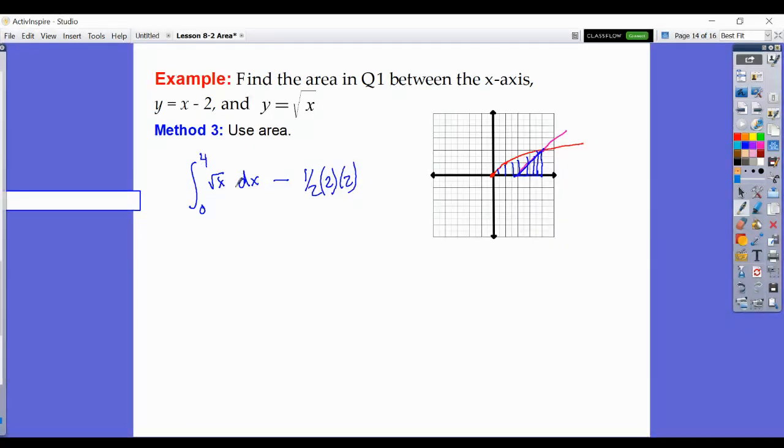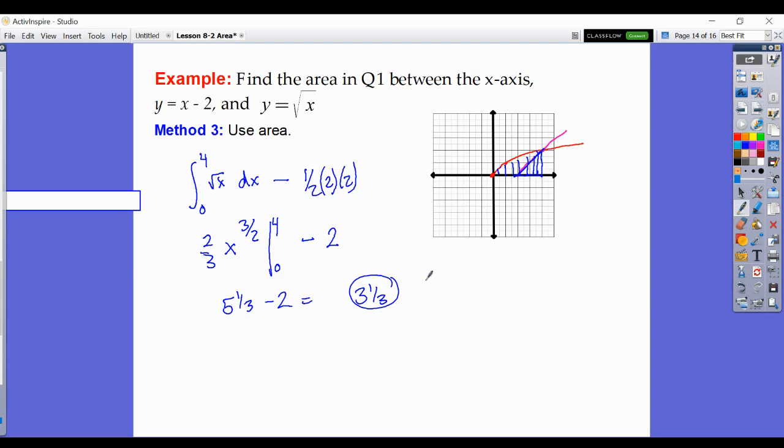So that's just an area there. So area integral minus the area of that little triangle. If you do that, the antiderivative of this one is 2/3 x to the 3/2 because we have 1/2 there. Evaluate that from 4 to 0 minus 2. So that would be 5 1/3 minus 2 is 3 1/3. All 3 ways got the same answer. So there isn't a wrong way. Well, there is, I'm sure, but any of these 3 ways will still get you the right answer.